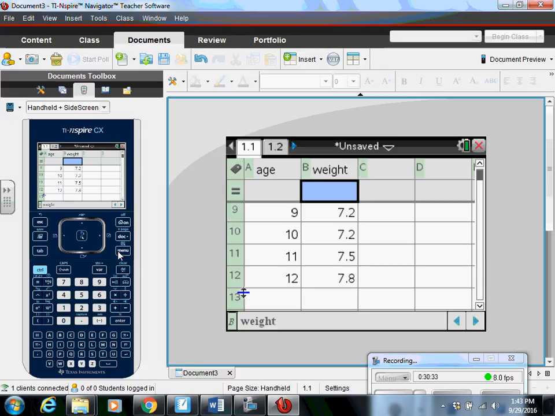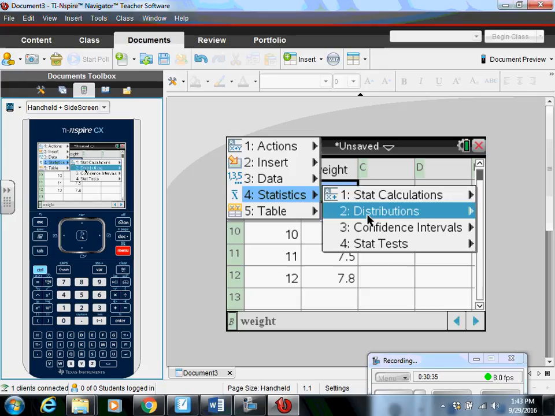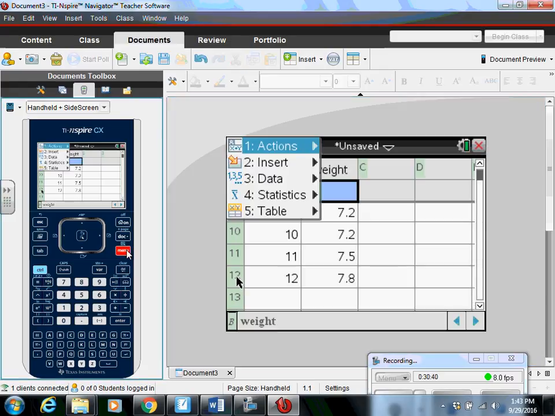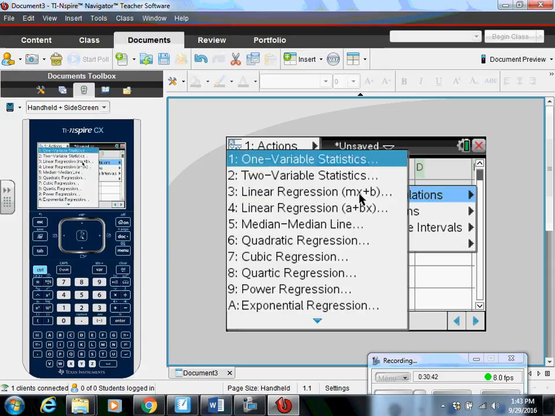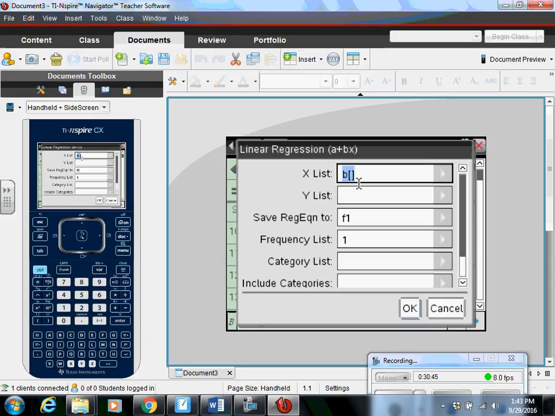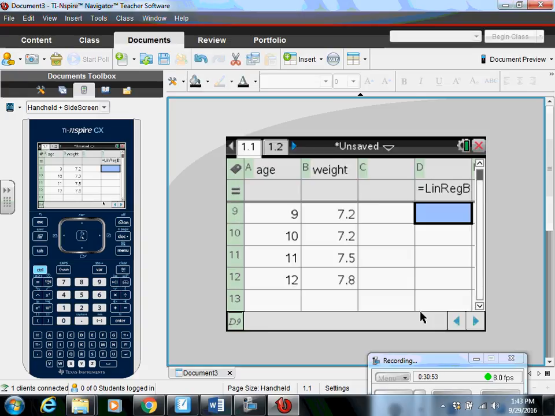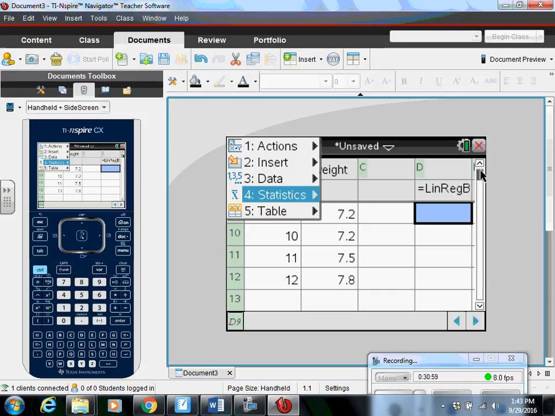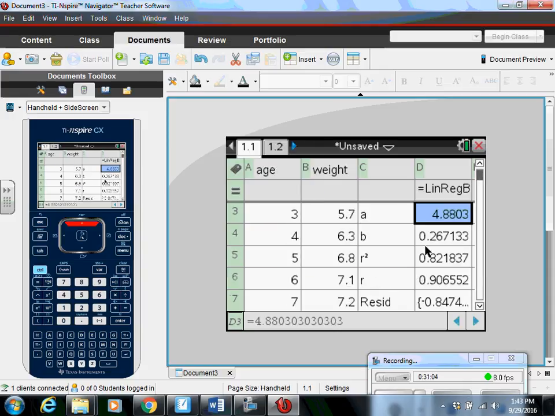Let's not do two variable. Let's do, I picked MX plus B. I'm going too quick, sorry. Stat calculations, A plus BX. So we're going to put in age here, since that's my explanatory, weight, which is my response, and we're going to say okay. What did I not hit? Oh, it's up higher. You can tell I'm getting tired. Okay, so it's up here.